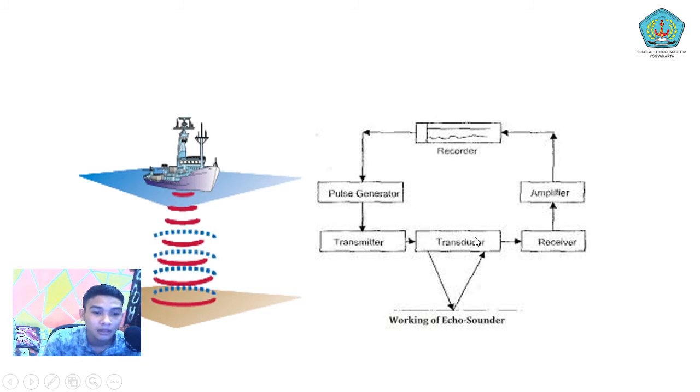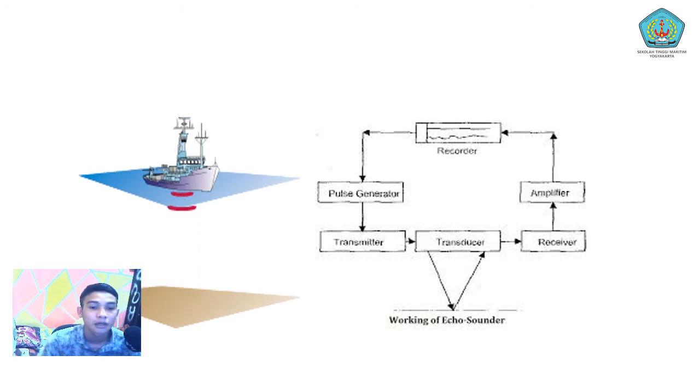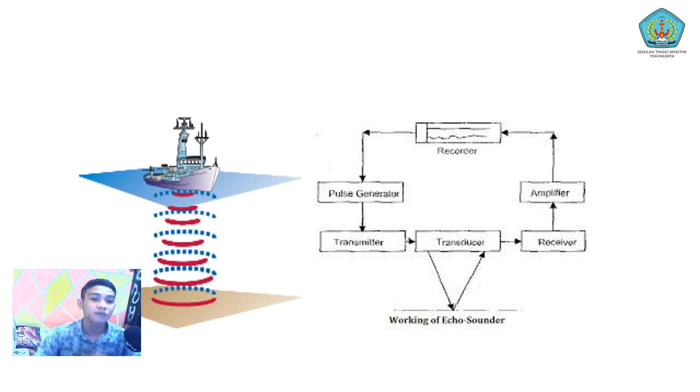the transducer will transfer the information to the receiver, and then the receiver will transfer the information to the amplifier. The amplifier will transfer the information to the recorder, and then the recorder will process the information, and we can see on the screen of the Echosounder how deep the water is below the ship. We can see the information from the screen or paper.